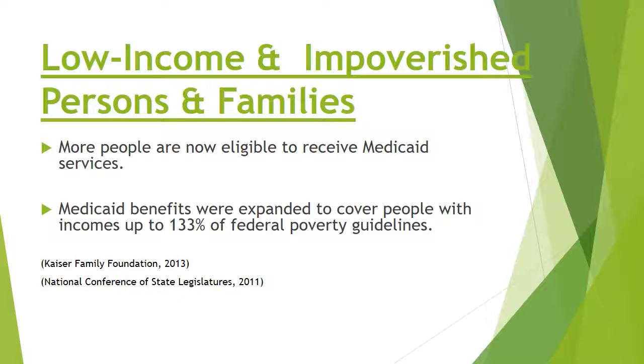Additionally, Medicaid was also expanded to cover all non-Medicare eligible individuals under the age of 65 to include children, pregnant women, parents, and adults without dependent children with incomes up to 133% federal poverty guidelines.